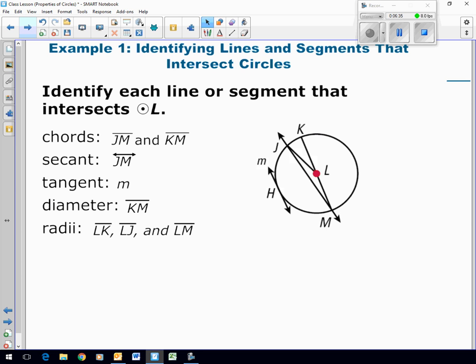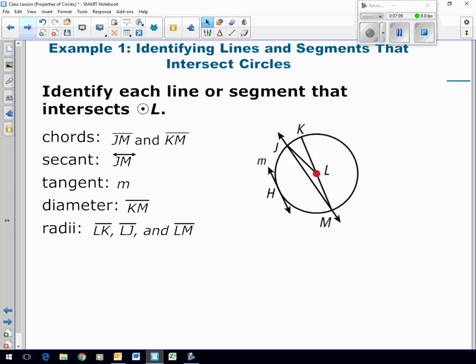KM. Is it a chord? Yes, it's a chord. It could be a ray. Very good. In this case, if it was a ray, it wouldn't be a chord because rays go forever. But doesn't M go through? Not if I stop at point M, like I do here and here. Okay? KM is a chord. KM is also a diameter.